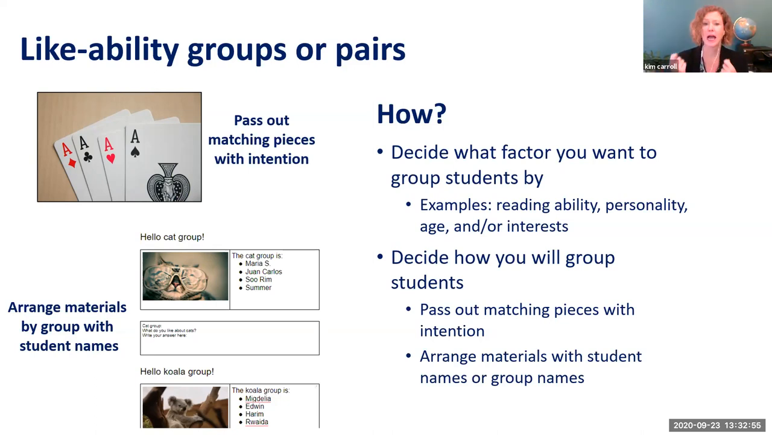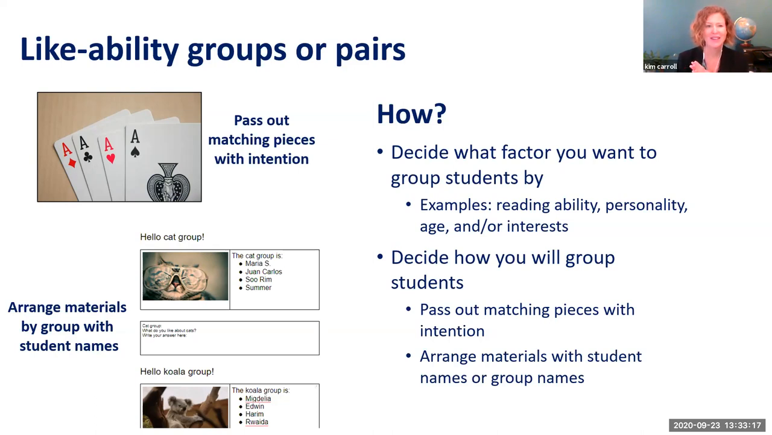Next, I decide how I will put the students into groups. So we could use matching pieces like we talked about with the random group, but this time I'm using it with intention. So I know who is going to get which piece, so they end up in the groups I want them to end up in. And you can see on the left my cards again.